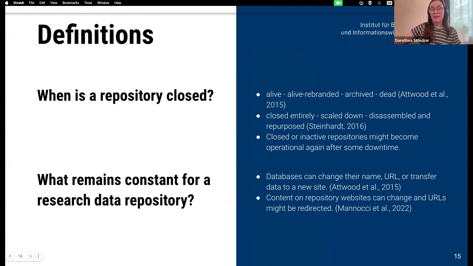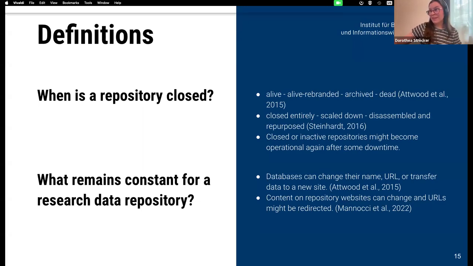We also noted that it is not always clear when a repository is considered shut down or closed. In the literature, we found very different stages of closedness. For example, a repository can be fully closed, but it can also be rebranded or renamed. It can be scaled down, so only parts of services and collections are still accessible. The repository could be archived, so it could be kind of sleeping but not fully dead yet. Or it could be disassembled and repurposed. And in some cases, a repository might even be just temporarily closed but come back online after, for example, a prolonged maintenance phase.